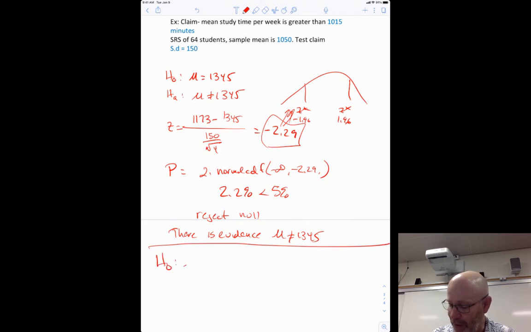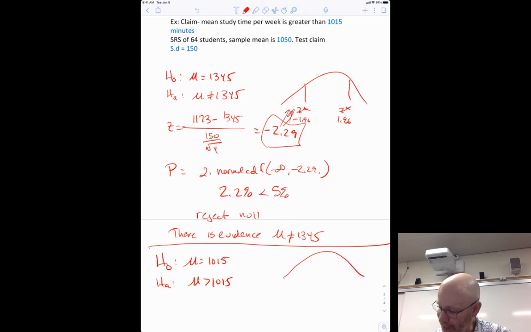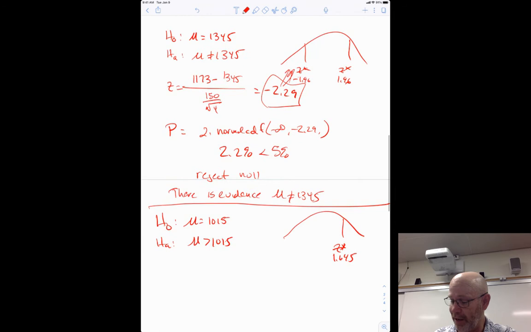My null hypothesis would be the mean is 1015. The alternate is what we're trying to show, right? That the mean is greater than 1,015. The claim is that study time is more than 1,015. So that becomes my right-tailed test. So only one critical value this time, so all 5% goes on that side. So I could do an inverse norm of 0.95, which is going to give me 1.645 for my critical value. Make sure the critical value is always there.